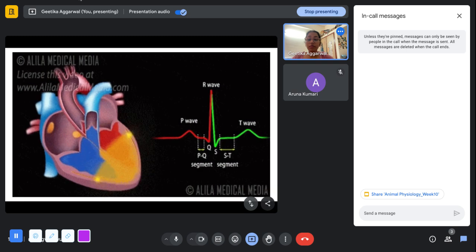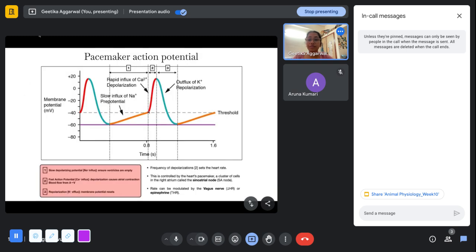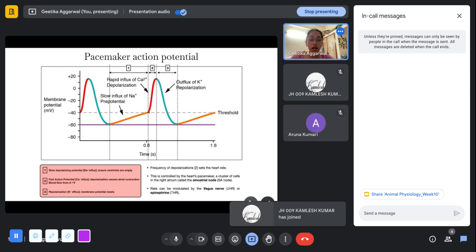Yeah, so here we were. Moving on from the ECG, we will look at how the action potential goes and how this is getting transmitted in the pacemaker cells and how it is happening in the cardiomyocytes, which are the muscle cells of the heart.